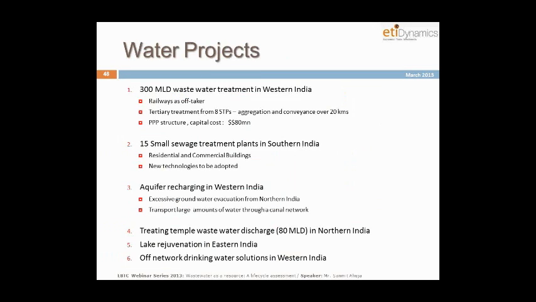These are a few other projects we have been working on. There is a 300 MLD water treatment plant we have been working on in Western India. In this, Indian Railways is the off-taker. They have agreed to take the treated water from STPs. There are 15 other small sewage treatment plants in southern India we have been working on.